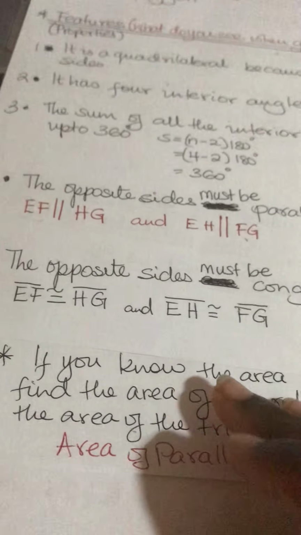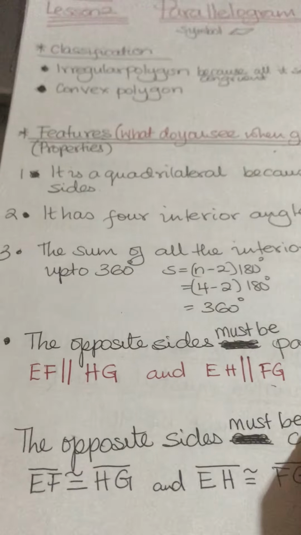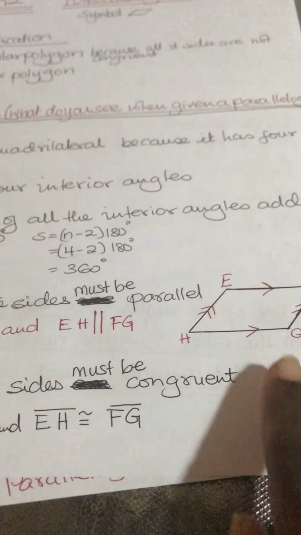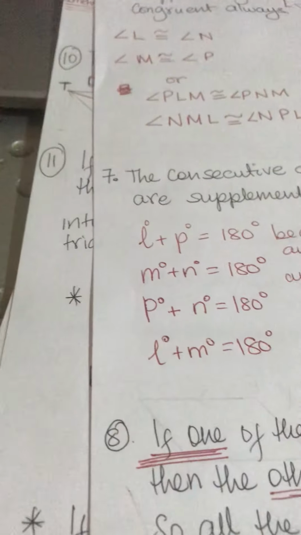Now, if you know the, sorry, we're here. I'm mixing my papers. Wait. I put them nicely. Okay? So we've talked about congruent sides. Opposite sides must be congruent. We go to the next one.